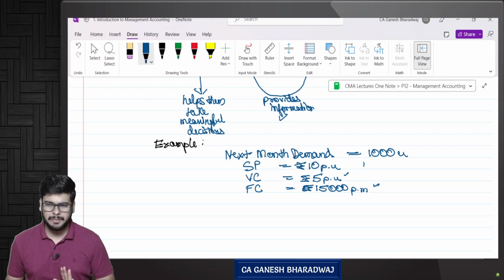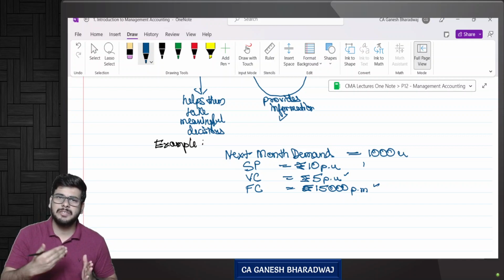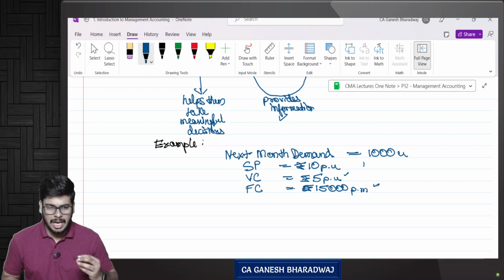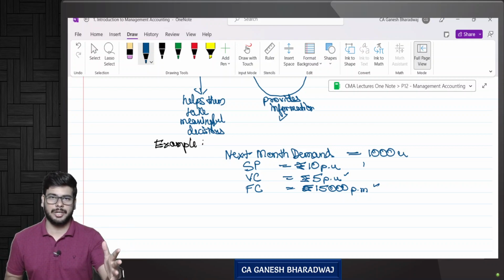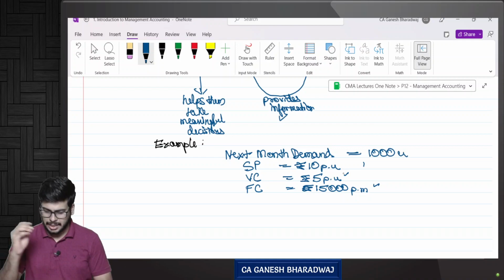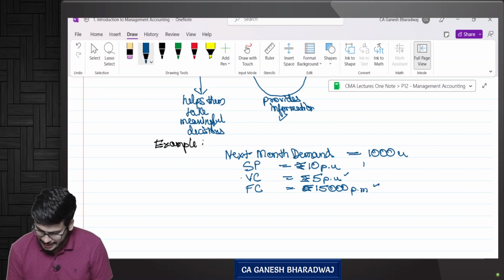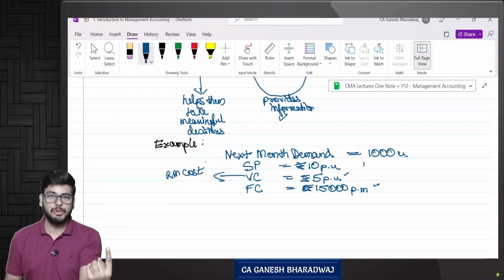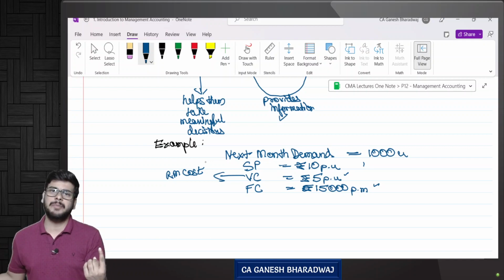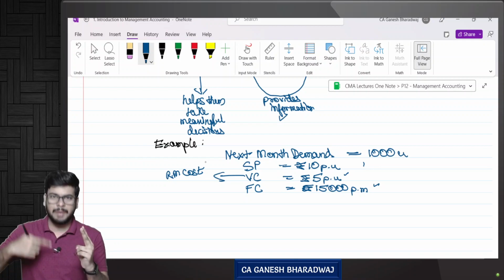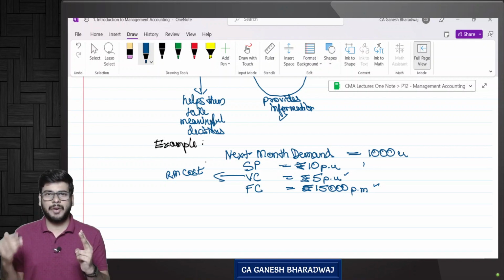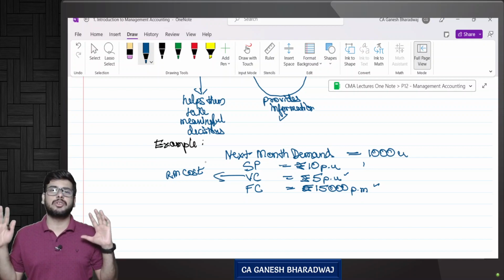Now, variable cost means a cost that varies with the level of output. That is, only if I produce one extra unit, I will be incurring this 5 rupees extra. For example, an example for variable cost can be raw material cost. If I produce one unit, I will be incurring 5 rupees of raw material cost. Suppose if I produce 2 units, then for the second unit also one more 5 rupees will be incurred. Correct? So 5 into 2, 10 rupees will be the total variable cost, total raw material cost.